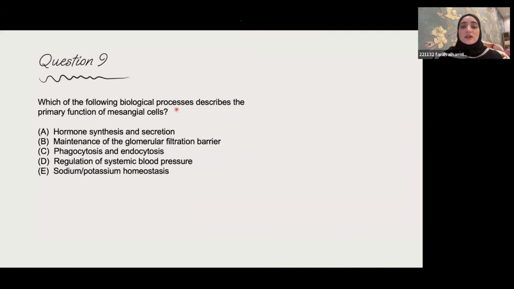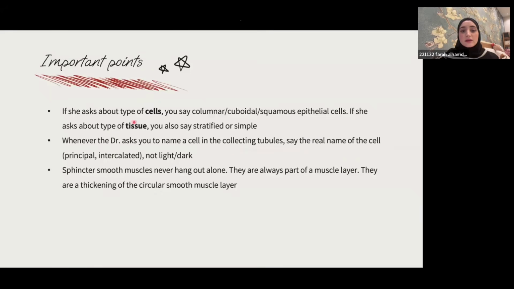Which of the following biological processes describes the primary function of mesangial cells? Yes, it's C, phagocytosis and endocytosis. And here are some important points that you can read later. If she asks about the type of cells, you say columnar, cuboidal, squamous. If she asks about the type of tissue, you say stratified or simple. And whenever the doctor asks you to name a cell in the collecting tubule, as I mentioned earlier, say principal or intercalated, not dark or light.